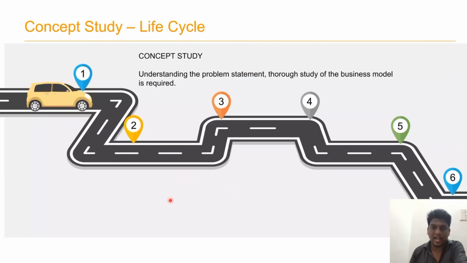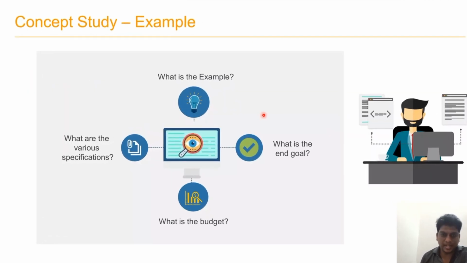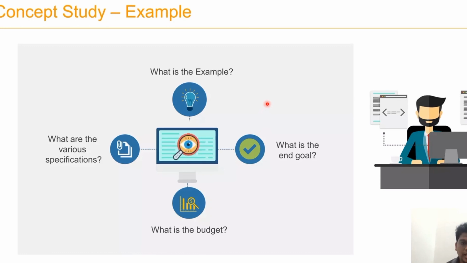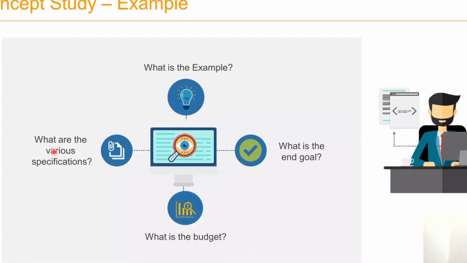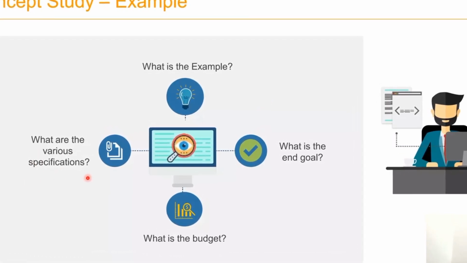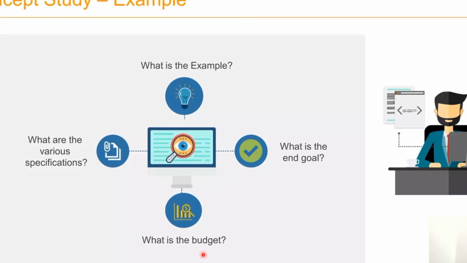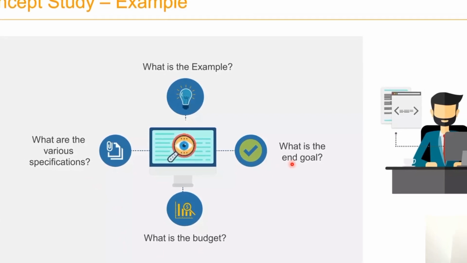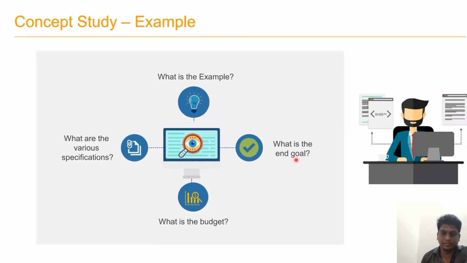Let us consider an example with the 6-step process. Number 1 is concept study. We are going to understand the problem statement clearly by a thorough study of the business model. So for concept study, let us consider an example. First you have to look at what the various specifications available are, then what the budget is, then what the end goal of that project is.